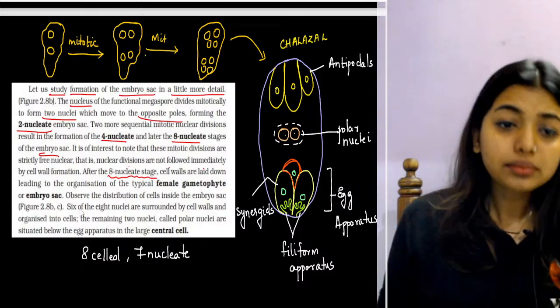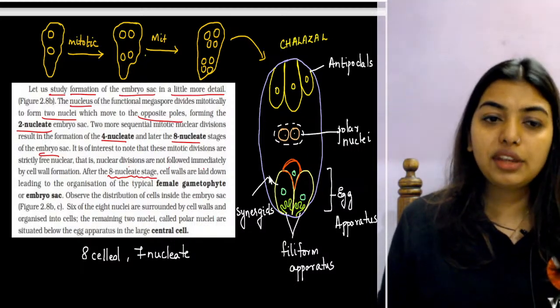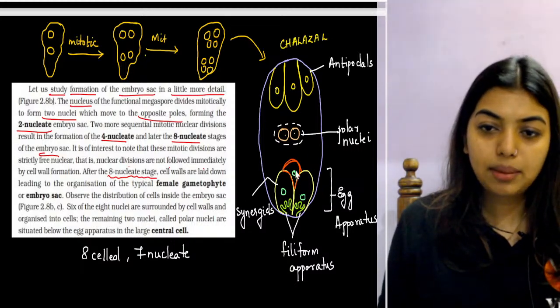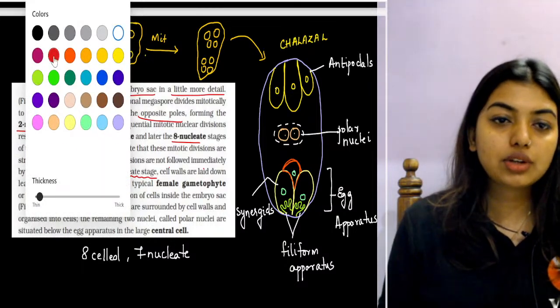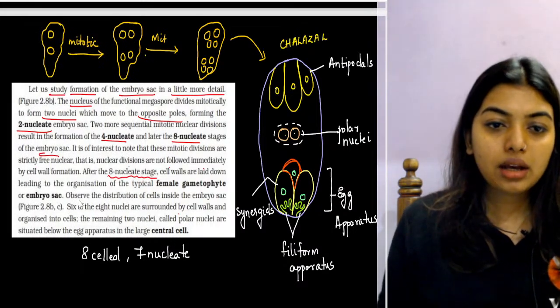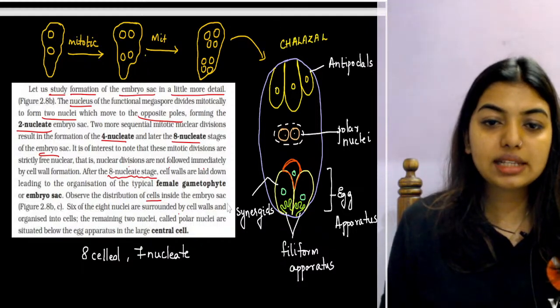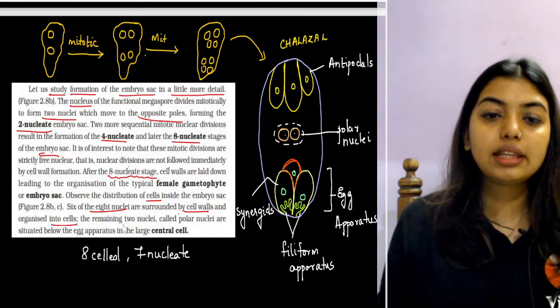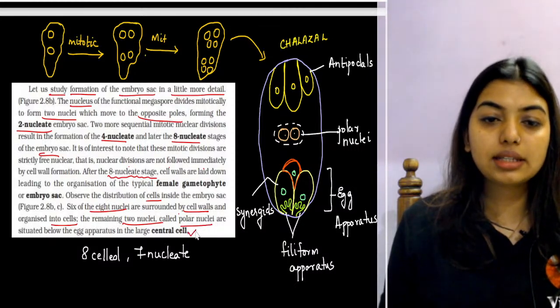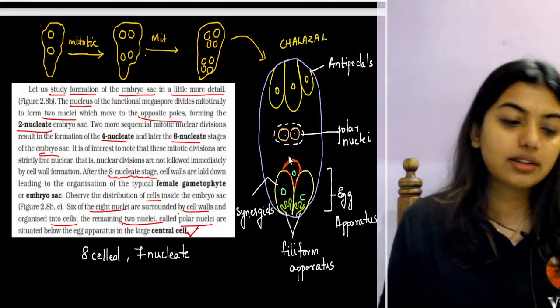Okay, now this is the female gametophyte. This is the place where the pollen grain has to come and fuse. So look here, observe the distribution of cells inside the embryo sac. 6 of the 8 nuclei are surrounded by cell walls and organized into cells. The remaining 2 nuclei, called the polar nuclei, are situated in the egg apparatus in a large central cell. So this is the central cell that I've drawn.